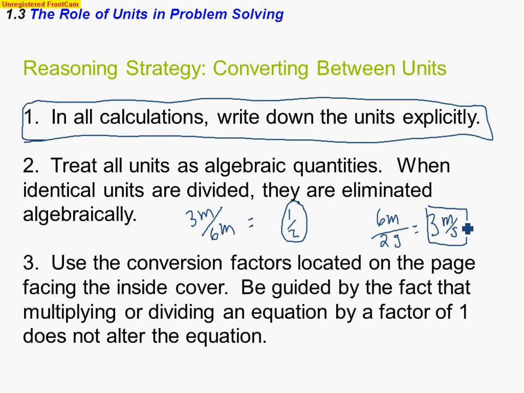So if you do need to convert units, there are some conversion factors in your book on the page that faces the inside cover. So when you're converting, we're going to use a conversion factor, or a conversion factor is basically just a fraction that is equal to 1. So for instance, we know that 1 inch is equal to 2.54 centimeters. So if we write that as a fraction, 1 inch divided by 2.54 centimeters, that's really equal to 1, because 1 inch and 2.54 centimeters are the same thing. That's like writing 5 divided by 5. It equals 1, because it's the same thing on the top and the bottom.